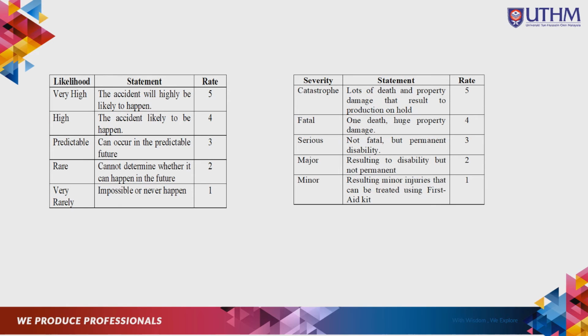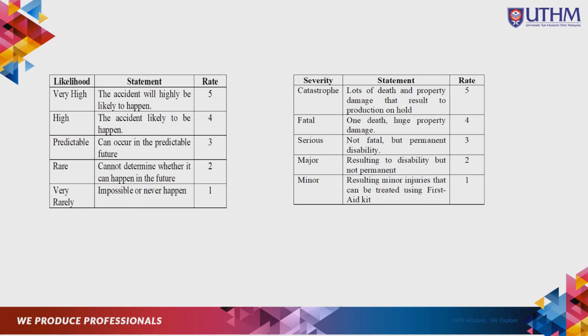The likelihood rate is 1 to 5, and each of them has a very particular statement. For example, for a very high likelihood rate, the accident is highly likely to happen. For high, the accident is likely to happen. Predictable, can occur in the predictable future. Rare, cannot determine whether it can happen in the future. Very rarely, impossible or never happen.